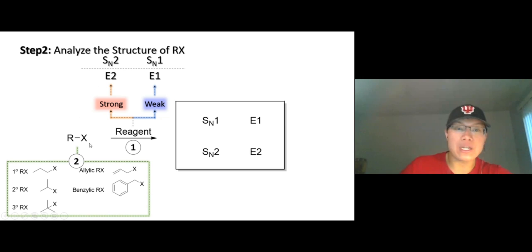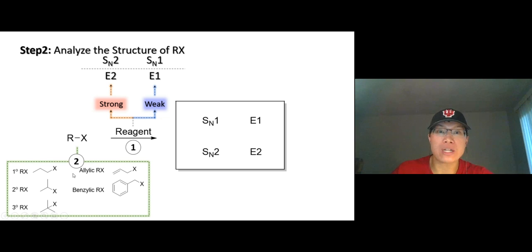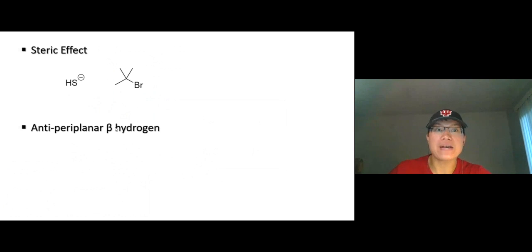All right. So we're going to look into the structure of the alkyl halide this way. Let's take a look: the steric effect, and whether they allow elimination or not. The anti-periplanar beta hydrogen, that's the key. Start with the steric effect.